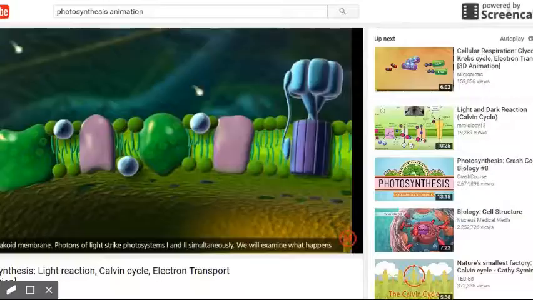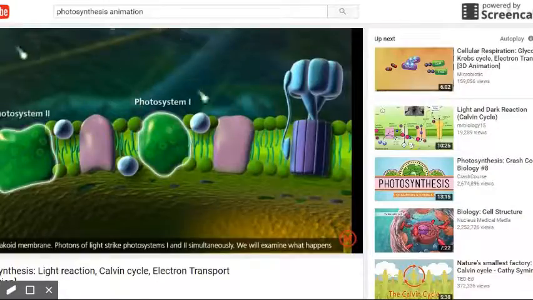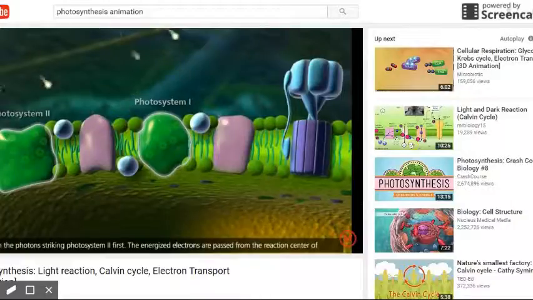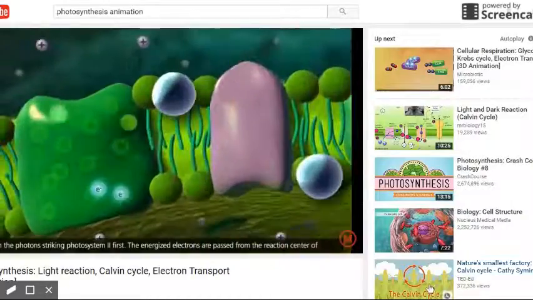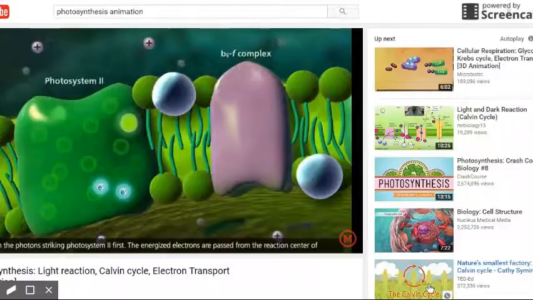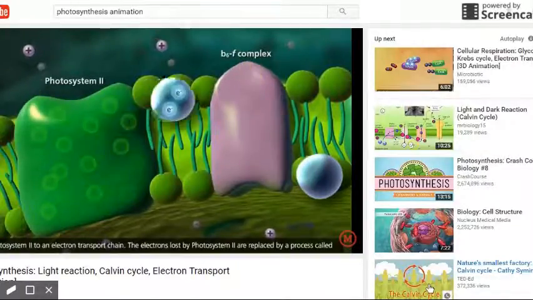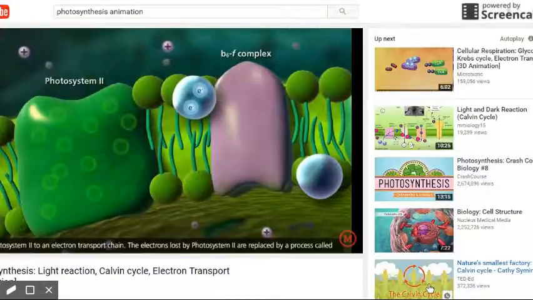Photons of light strike photosystems 1 and 2 simultaneously. We will examine what happens with the photons striking photosystem 2 first. The energized electrons are passed from the reaction center of photosystem 2 to an electron transport chain.